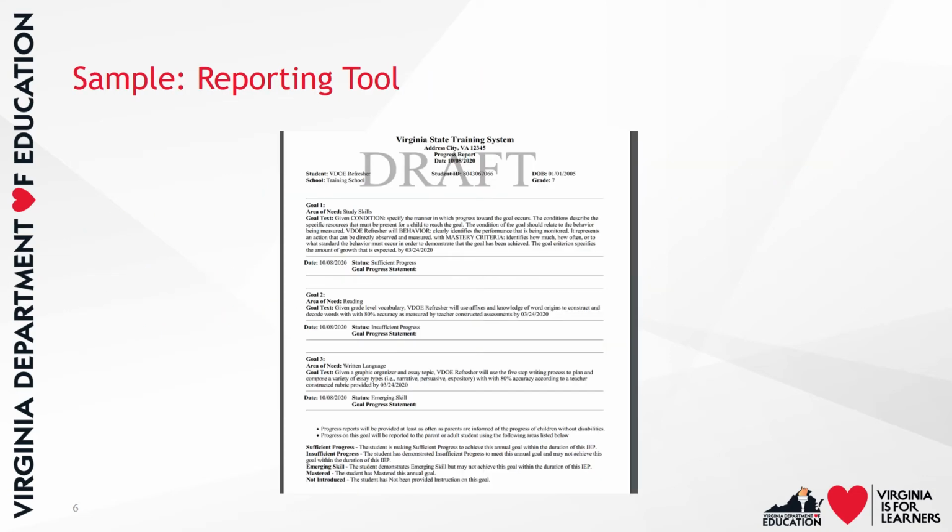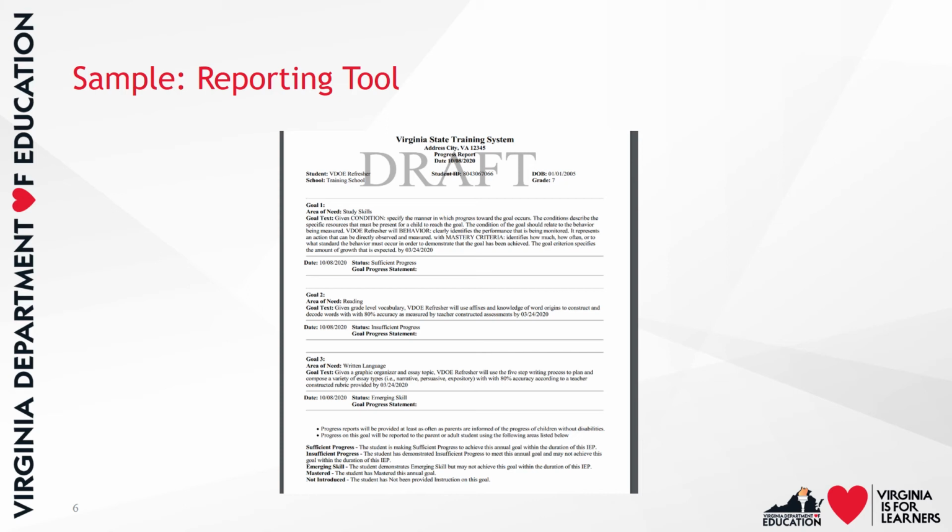This is a sample reporting tool from the Virginia IEP system. Progress must be reported at least as often as parents of non-disabled students are informed of their child's progress. This goal will be reported to the parent or adult student using the following codes. SP to indicate the student is making sufficient progress to achieve this annual goal within the duration of this IEP. IP to indicate the student has demonstrated insufficient progress to meet this annual goal and may not achieve this goal within the duration of this IEP. If this code is used, an explanation is needed.